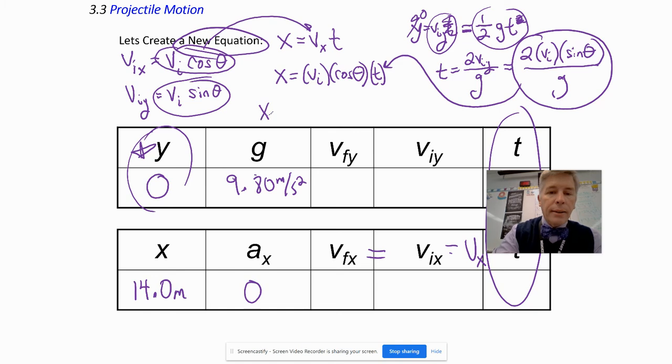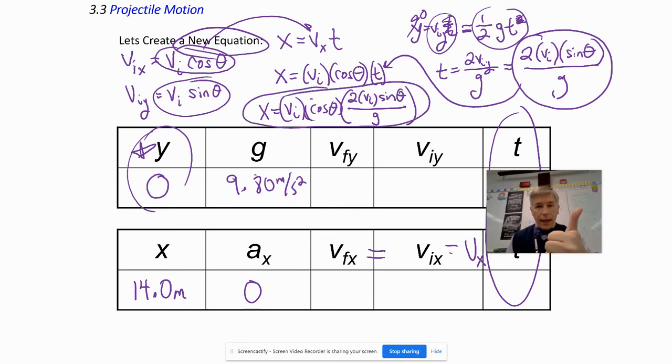So now I've got x equals VI times cosine of my angle. And then time is found with this. So it's got 2 times my VI times the sine of the angle all over g. Ta-da! Now I have an equation that has x, how far horizontally something travels, g, the acceleration of gravity, the angle that it's actually taking off at, and the initial velocity. I don't want to leave it like that. There should be a way I can compact it together a little bit. So I'm going to do that.